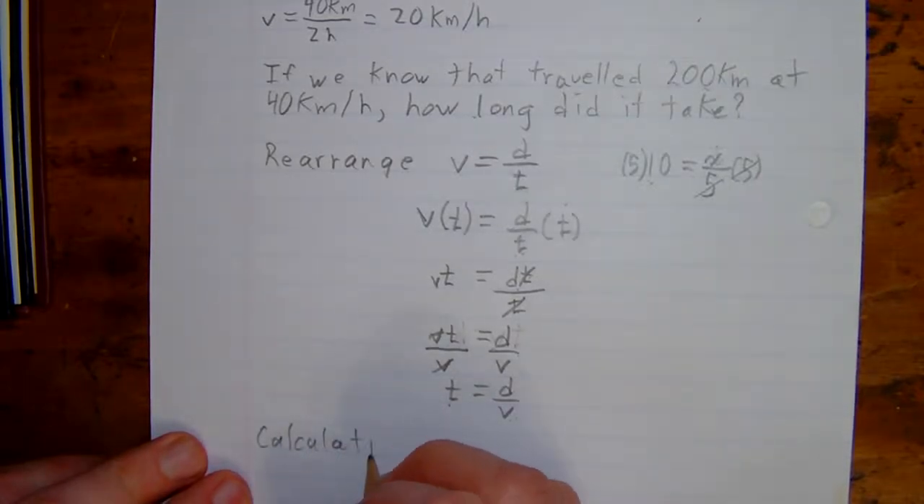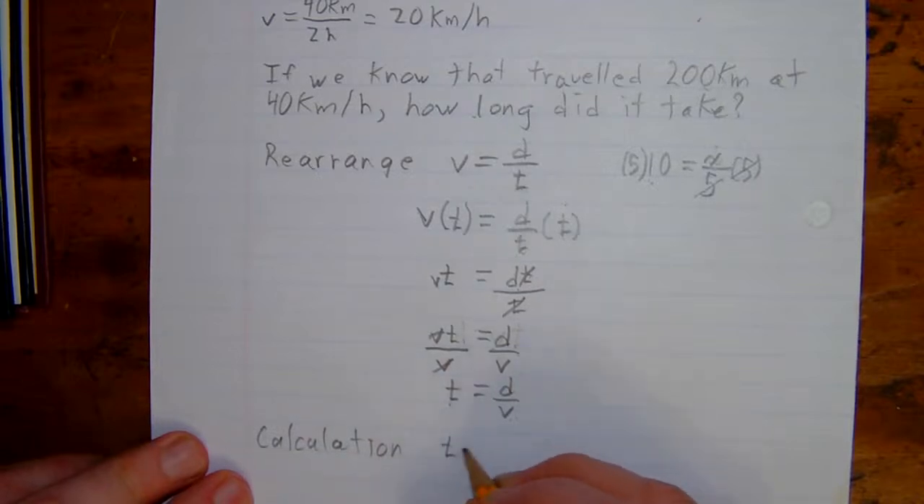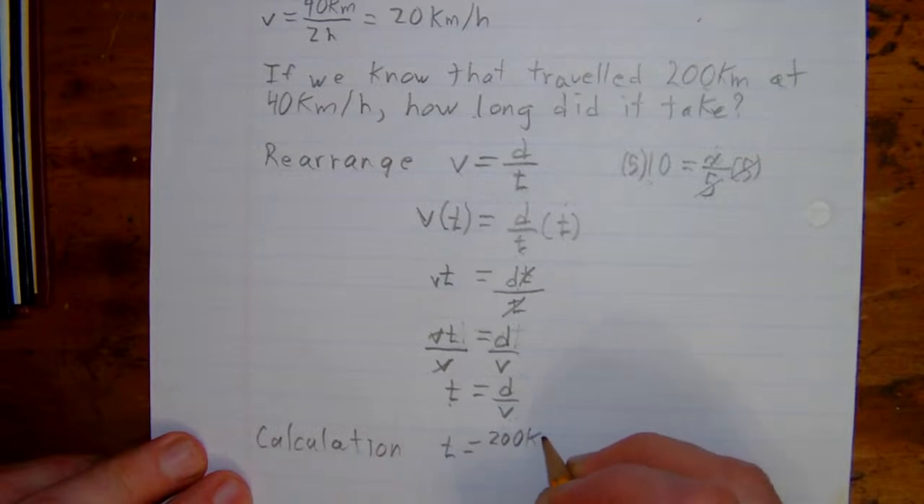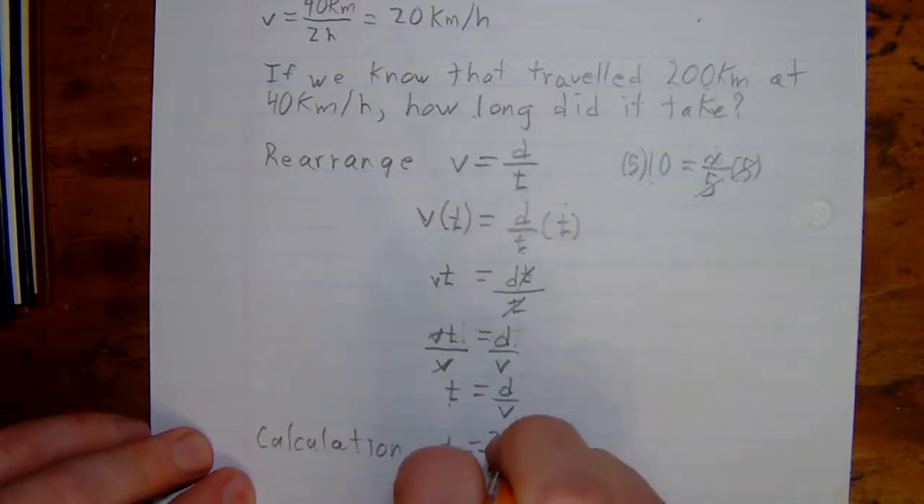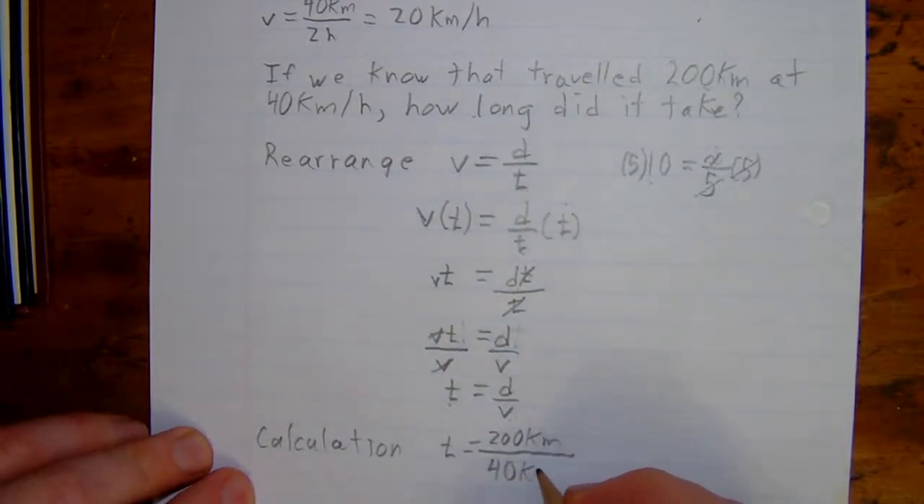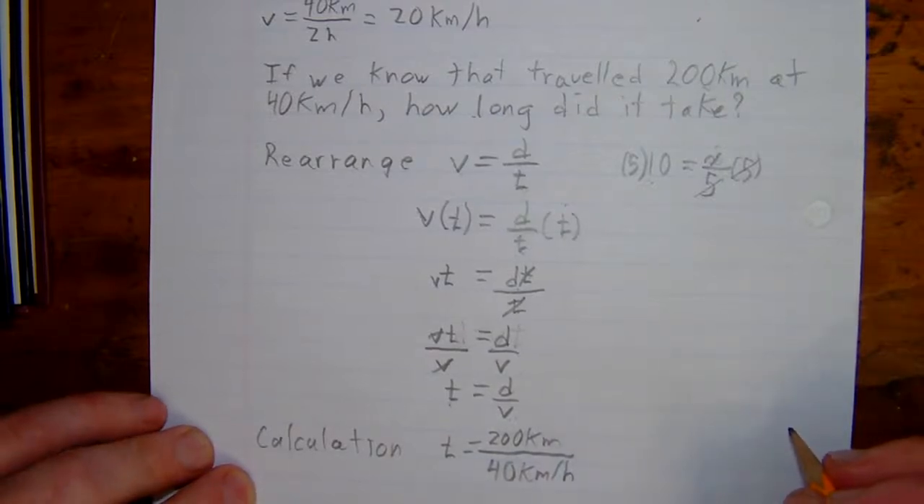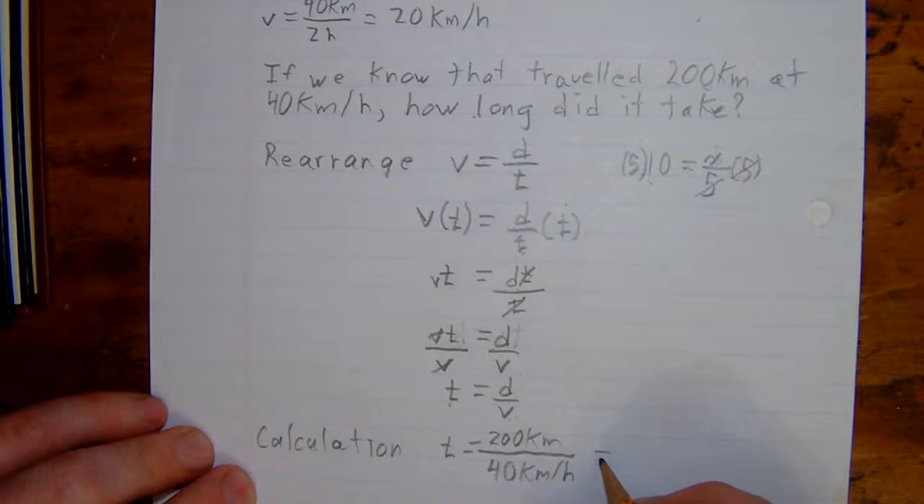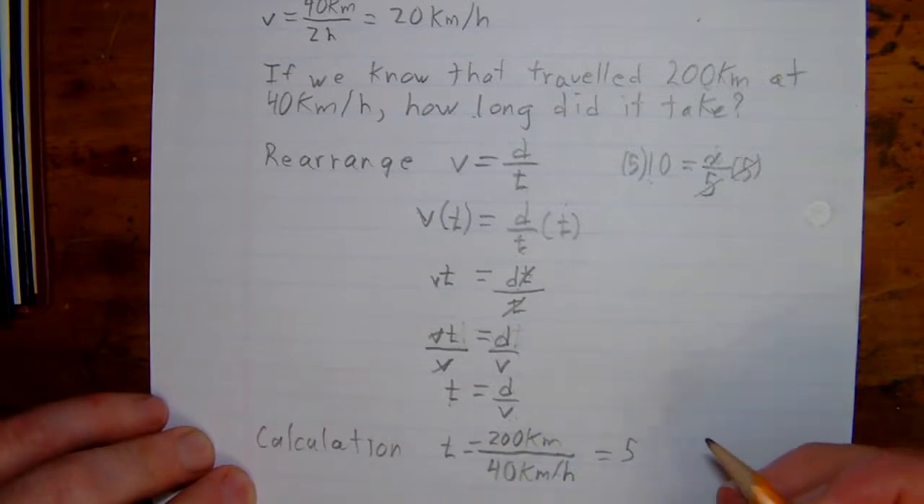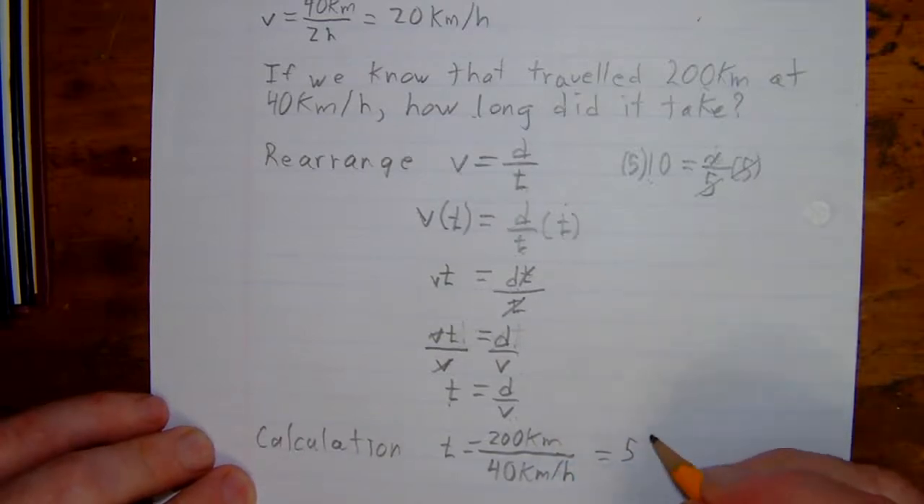So let's do the calculation. We're going to go t equals d, which is 200 kilometers, divided by v, which is 40 kilometers per hour. And so 200 divided by 40, we get 5. And then dividing by a 'per hours' is the same thing as just regular hours. Just like subtracting a negative is a positive, dividing by a division is like a regular multiplication, or just having the hours there. So this is 5 times 1 hour.